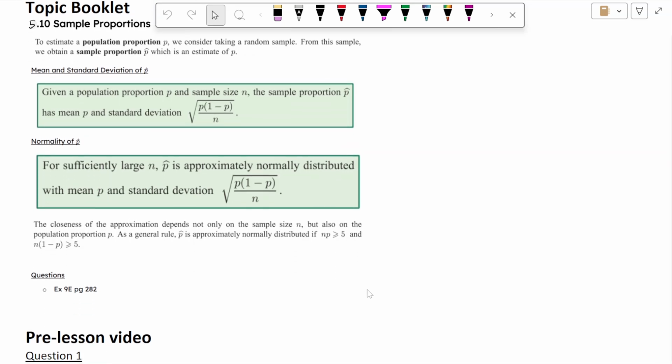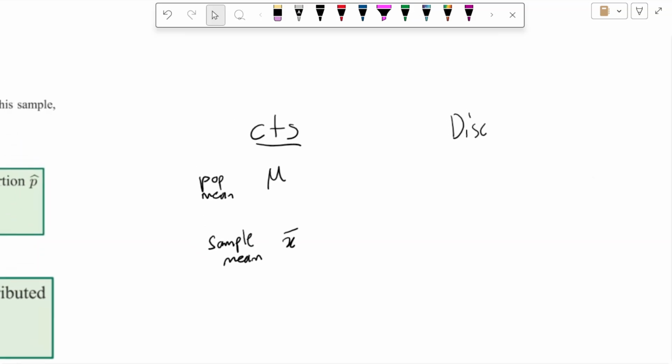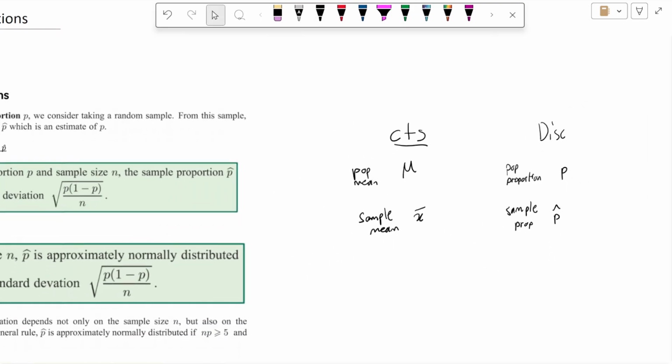All right, we're learning about sample proportions. With continuous variables, we had our population mean and our sample mean, which was x with a little bar over the top. With discrete, it's not really an average mean, but our population proportion we've been calling p, and our sample proportion we call p with a little hat on top. So it's a similar concept, but not exactly the same.